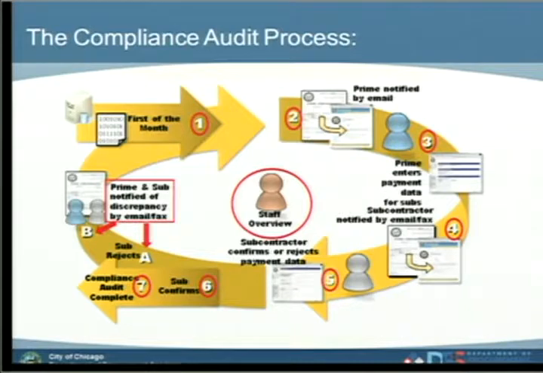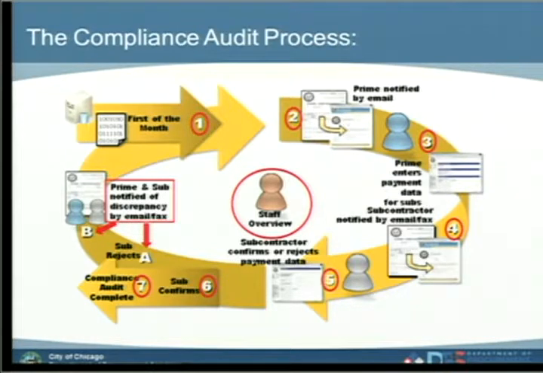The subs then receive an email notification, and they log in and either accept the payment, and the process starts all over again the next month, or they reject the payment, which creates an audit discrepancy. I'm going to talk a little more about audit discrepancies later in the presentation. When an audit discrepancy occurs, we, the compliance officers for the Department of Procurement Services, receive an email as well notifying us of the audit discrepancy. But like I mentioned, we'll talk more about this in depth a little later.